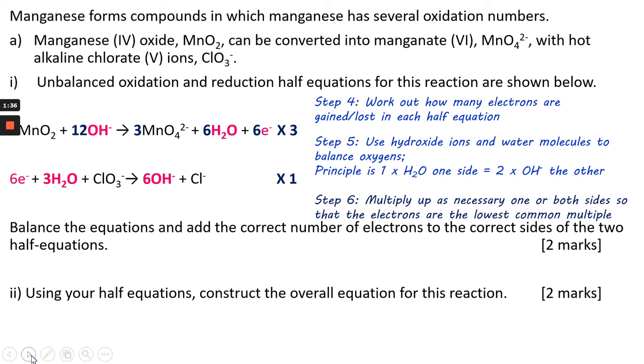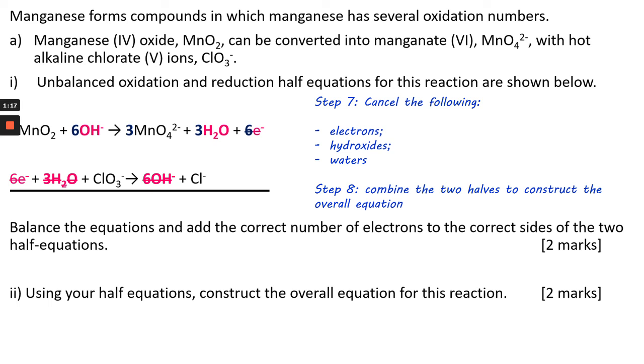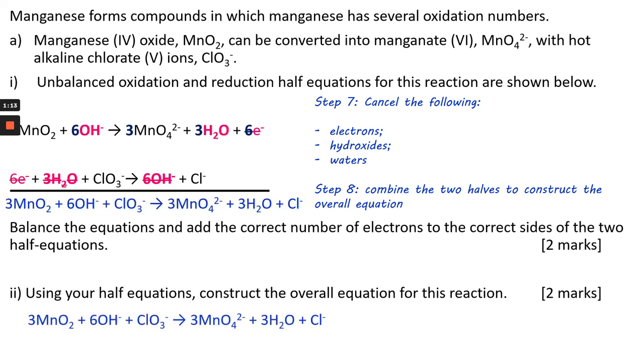Now what you can do, remembering obviously that up here, just on the screen, there's a 3 in behind that little button there. So if you can bear with that on that one, I'd appreciate it. So next thing to do is to cancel the electrons, the hydroxides and the waters. And then we can combine the two halves to construct the overall equation like this, which is what goes into the bottom part of the question.